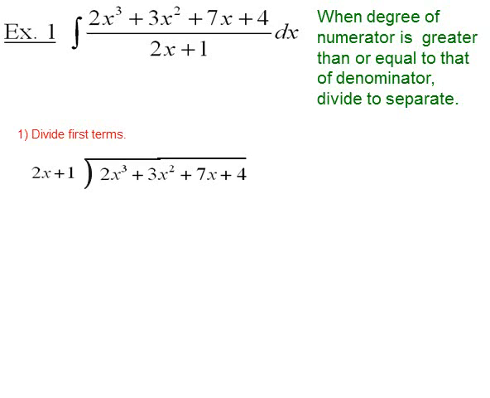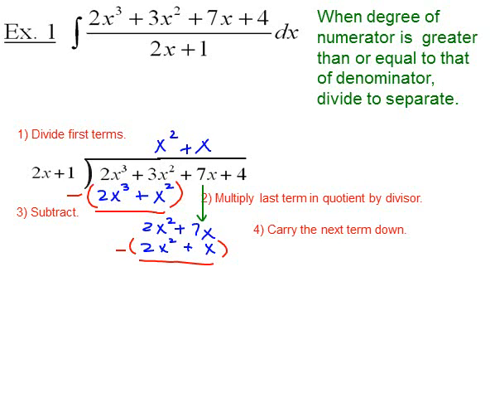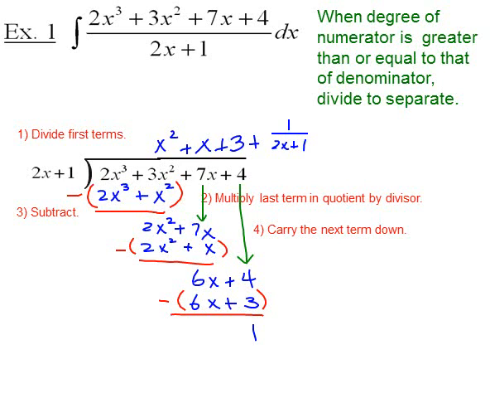Start by dividing the first terms and writing the quotient up top. Multiply this quotient by the divisor and write the product underneath. Subtract and bring down the next term. Then add the remainder as a fraction over the divisor.